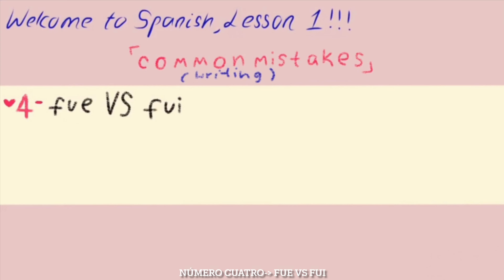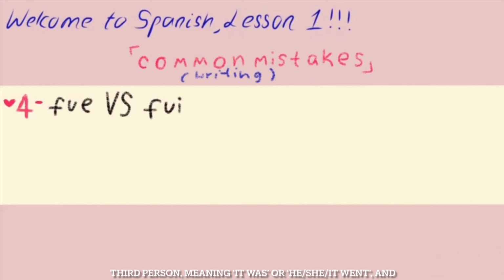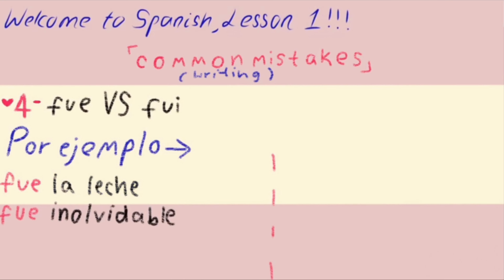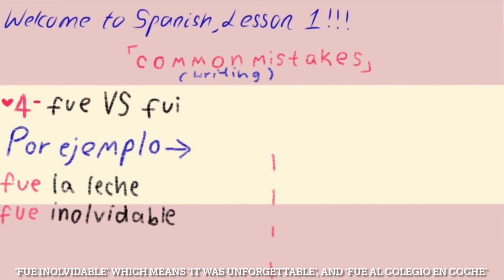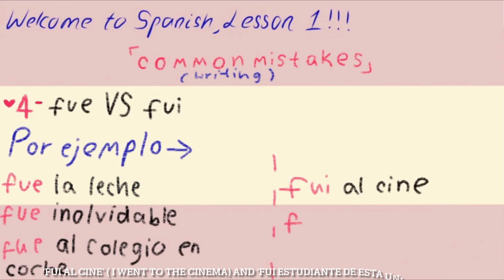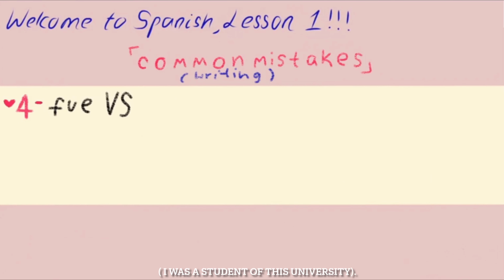Número 4, fue versus fui, because these two words sound similar, this can confuse alumnos. But just remember they're both preterite forms of the infinitive ir, but fue is third person, meaning it was or he, she, it went, and fui is the first person form, meaning I went or I was. Examples for fue include fue la leche, an idiom to say it was amazing, fue inolvidable, which means it was unforgettable, and fue al colegio en coche, he, she went to school by car. Examples for fui include fui al cine, I went to the cinema, and fui estudiante de esta universidad, I was a student at this university.